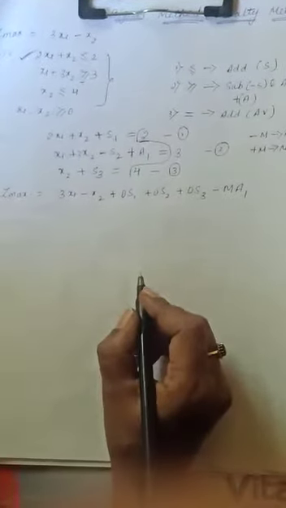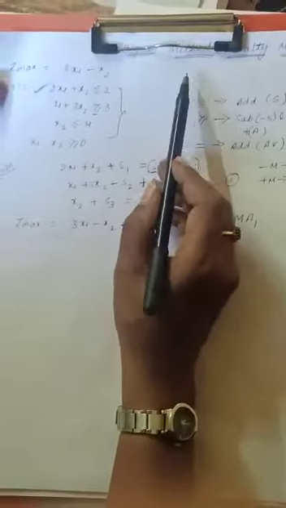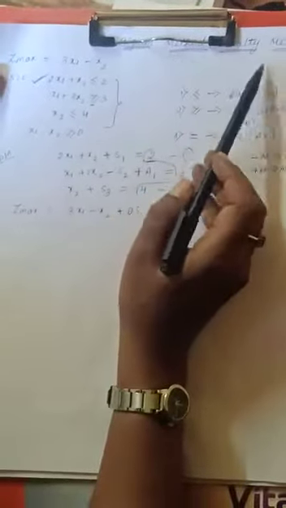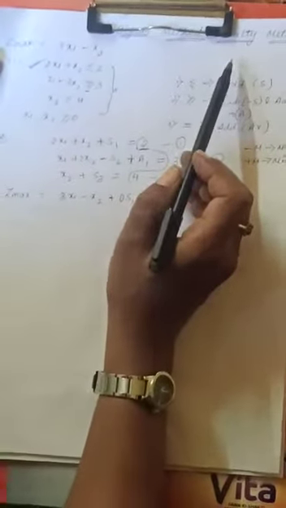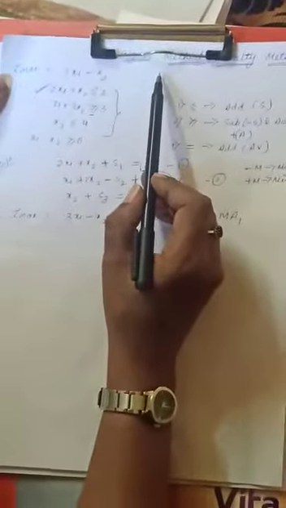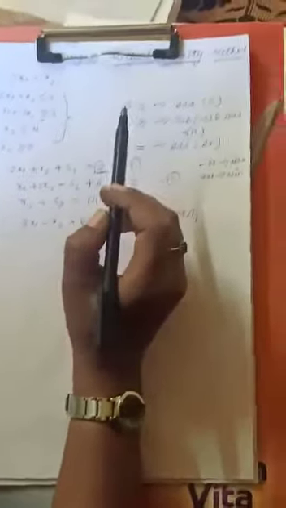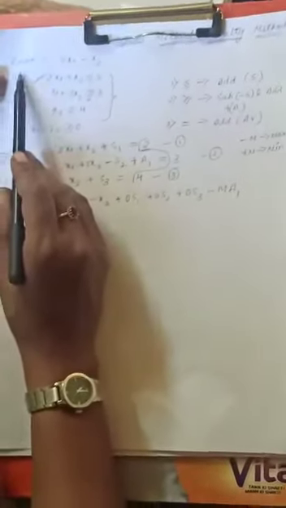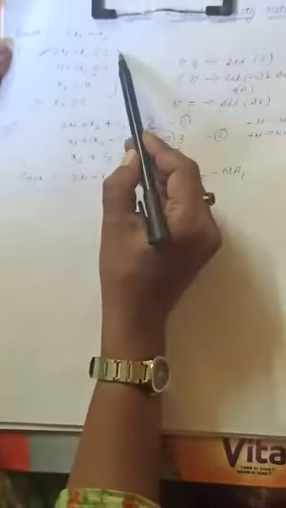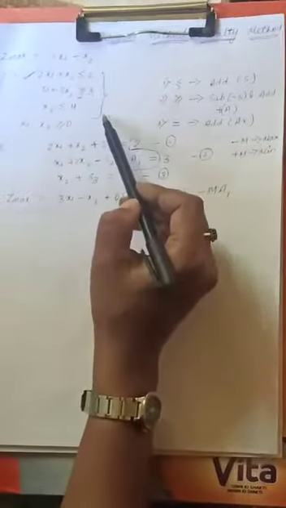Today in my video, I will explain the Big M method. Big M method is also called as the penalty method. The Big M method is an extension of the simplex method. This problem is of type maximization, and these are the three constraints for the given problem.